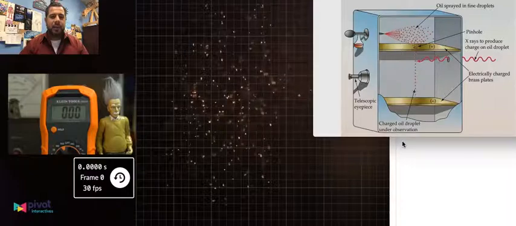Today we're going to be looking at the Millikan oil drop experiment. What Millikan did in his experiment was determine the charge of an electron, which we call the elementary charge. And in order to do so, what he did was use a container like what you see on the right.